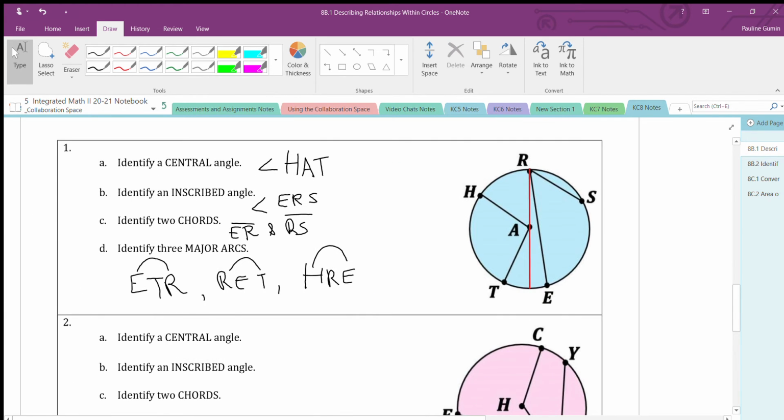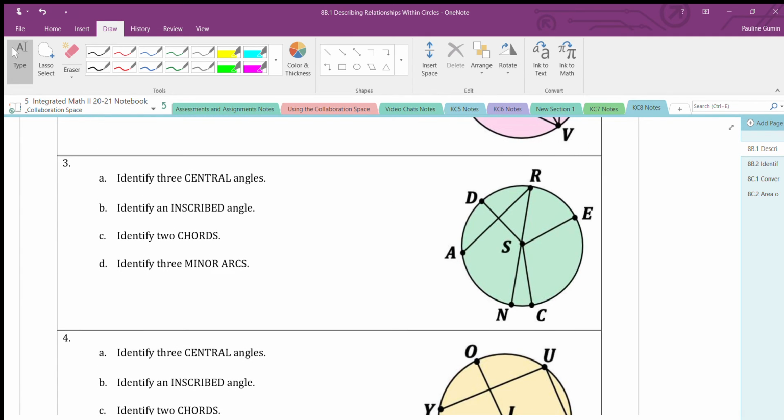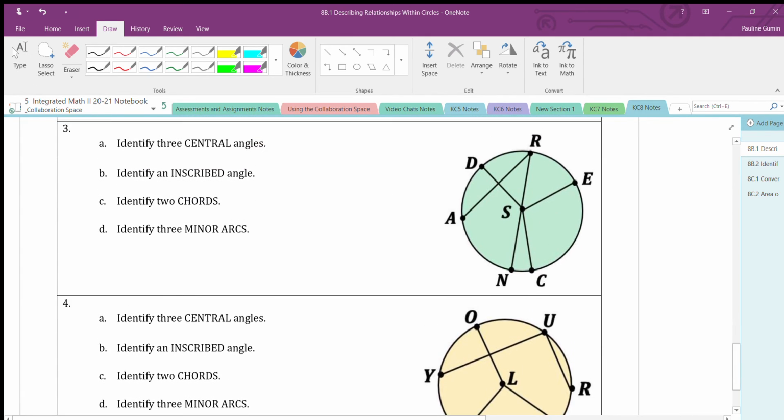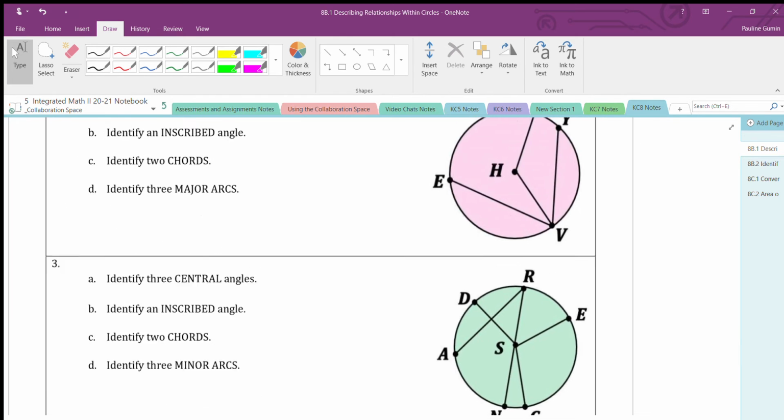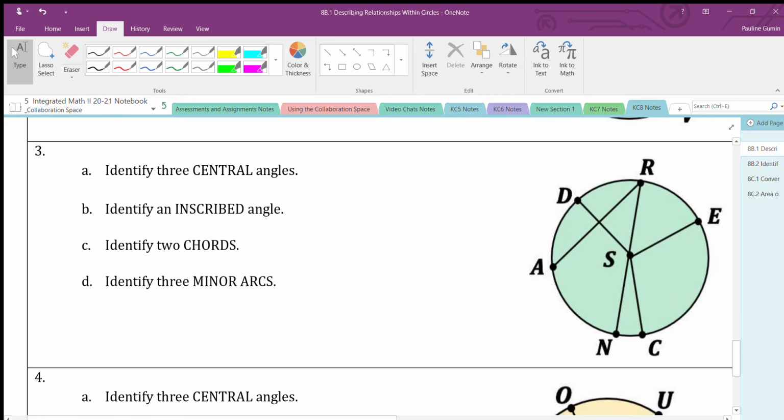Okay, let's try number 3, because I was looking for something with a minor arc, so I can show you that. All right, number 3. Letter A asks us for central angles. Ooh, 3 central angles. Okay, I'm going to use some colors here.